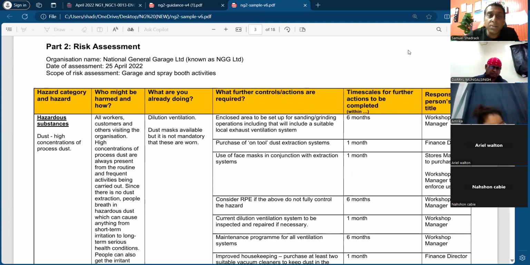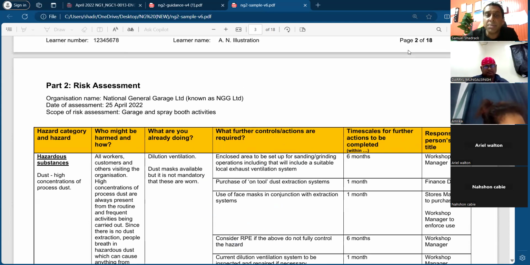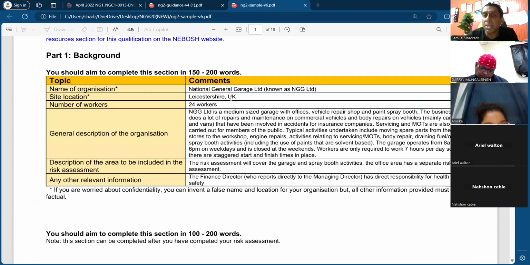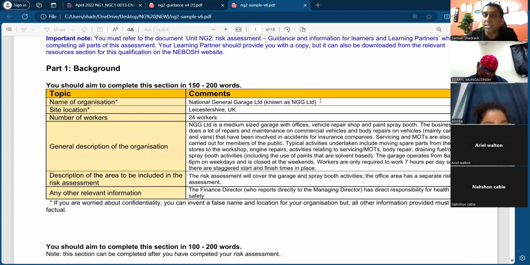All right, so the first thing you want to do is follow the top of your table, the organization name. You put back the same name you had in part 1. Don't change it. If you had National General Garage Limited, also known as NGG Limited, you put the same. Don't change it. If you change it, they'll mark it wrong. You come back here, you can pull it from there. You could actually copy it and paste it when you type it out to make sure that you use the same thing.